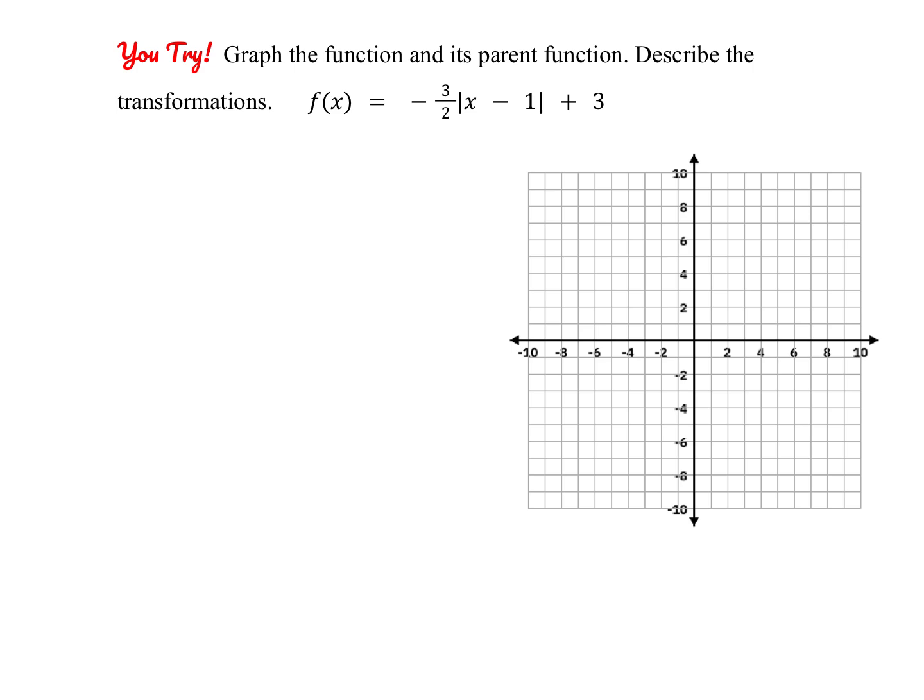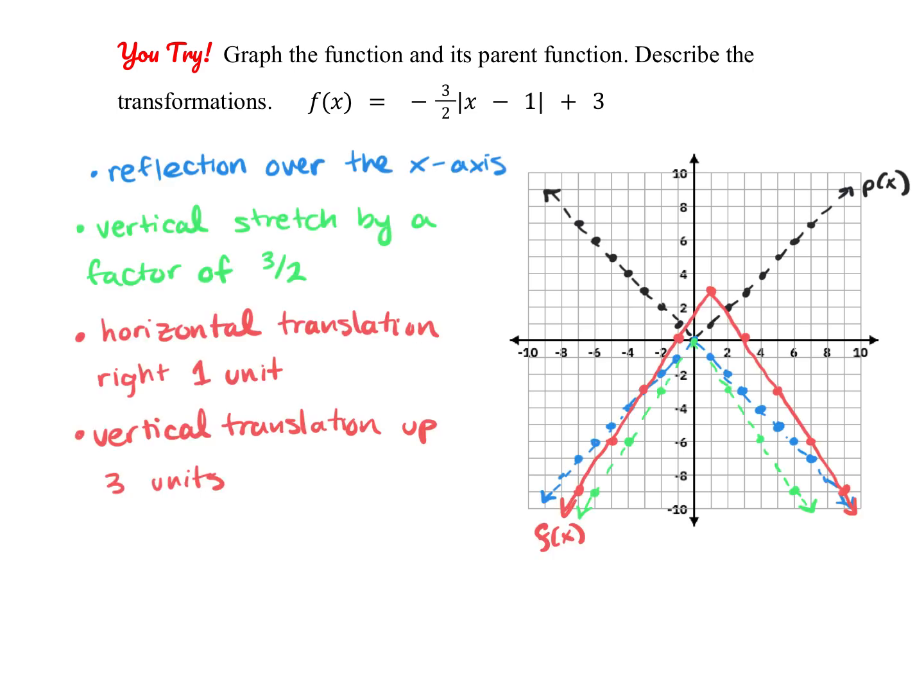All right, here I have one for you to try on your own, so please pause the video and give it a shot. All right, go ahead and check here. So what I'd really like you to focus on is how you describe the transformations. So you should have that reflection over the x-axis, vertical stretch by a factor of 3/2. Remember, the negative and the a value are different transformations. And then a horizontal translation, right 1 unit, opposite direction, and then a vertical translation, up 3 units.